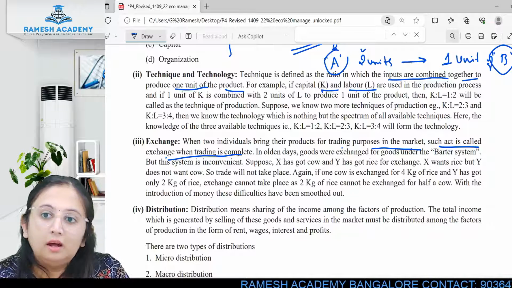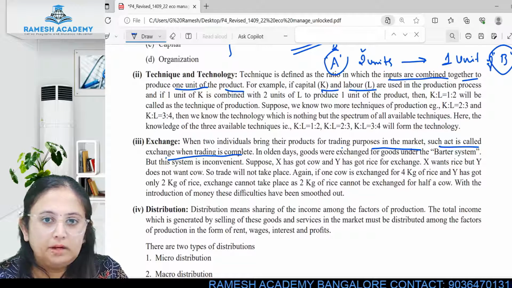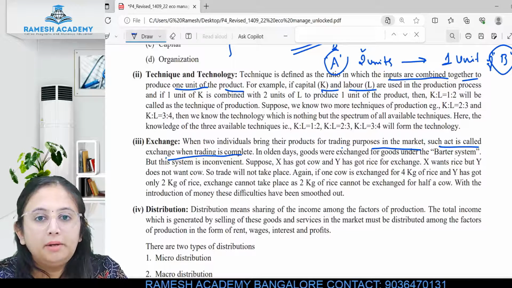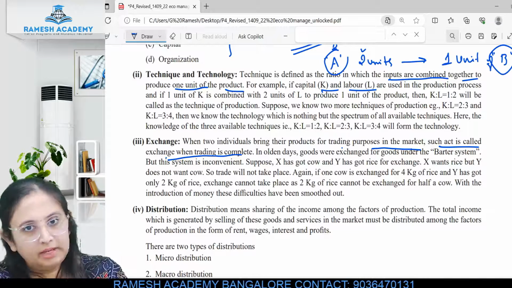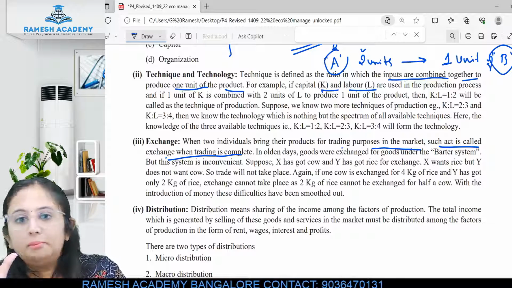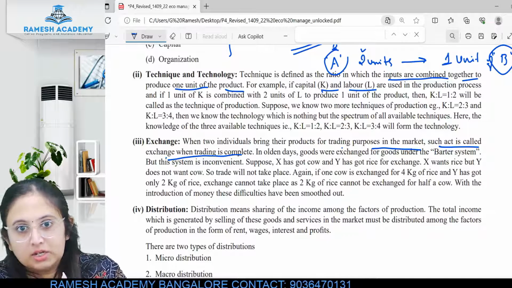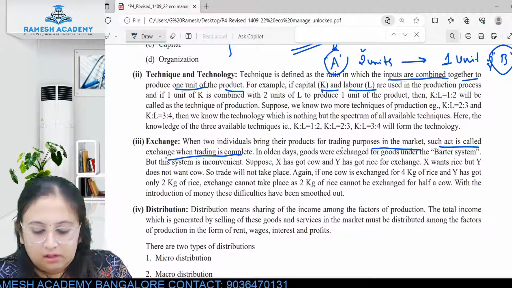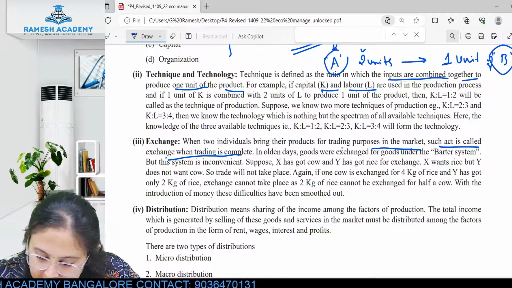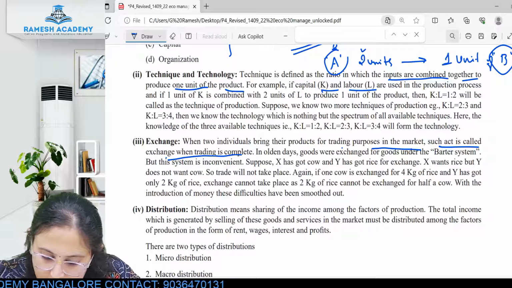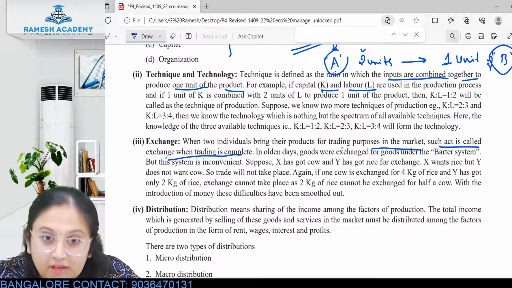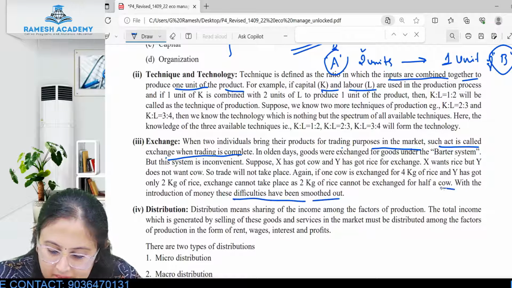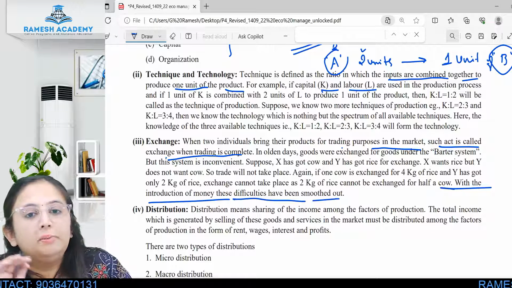So that is why the barter system is very much inconvenient, which we are not using. So we are using money as a common medium of exchange. Whatever you want you buy, whatever you want you sell. The common medium of exchange, what you are exchanging for the product, is money only. Medium of exchange is money. So all these difficulties, we have come out of them with the introduction of money as a common medium of exchange.